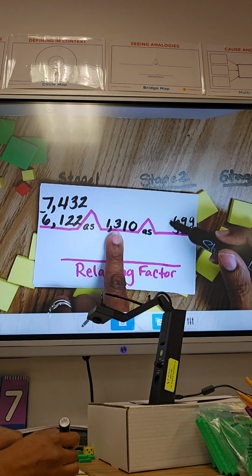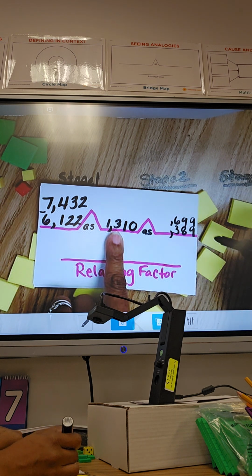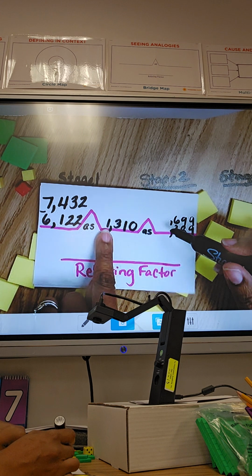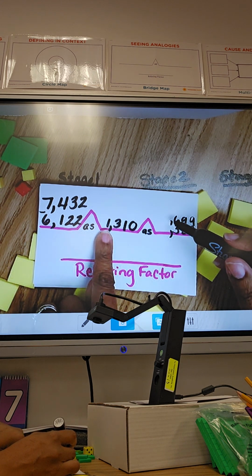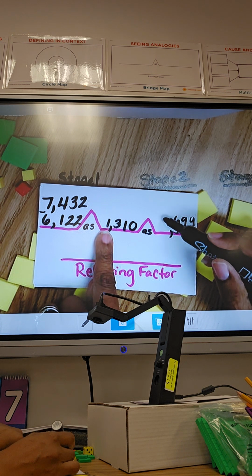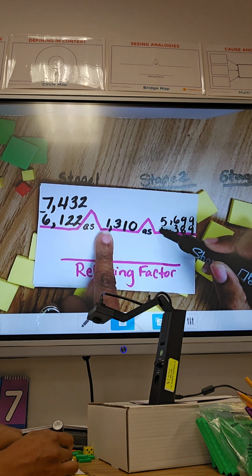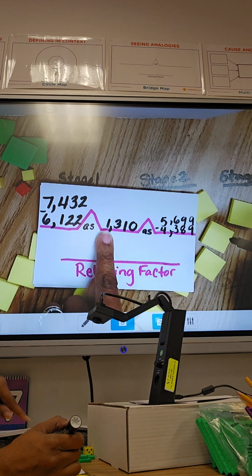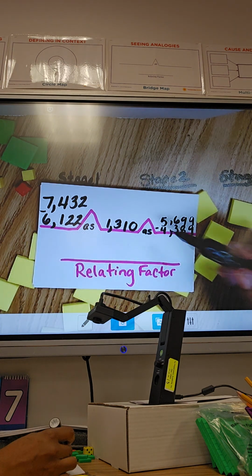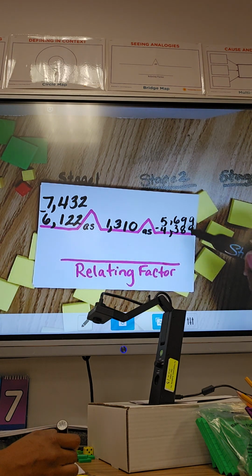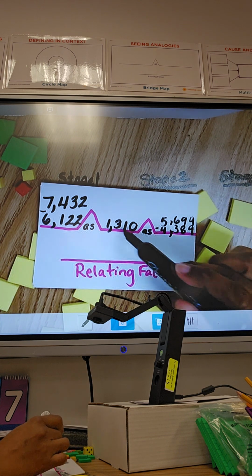Okay, so moving to the next, I always tell them to put their comma there because I know I'm moving to the thousands place now. All right, what minus what equals 1 again, and we could say 5 minus 4 equals 1. So I want them to recognize this as a whole number. Yes, we did it digit by digit, but this is a whole number. 5,699 minus 4,389 equals 1,310.